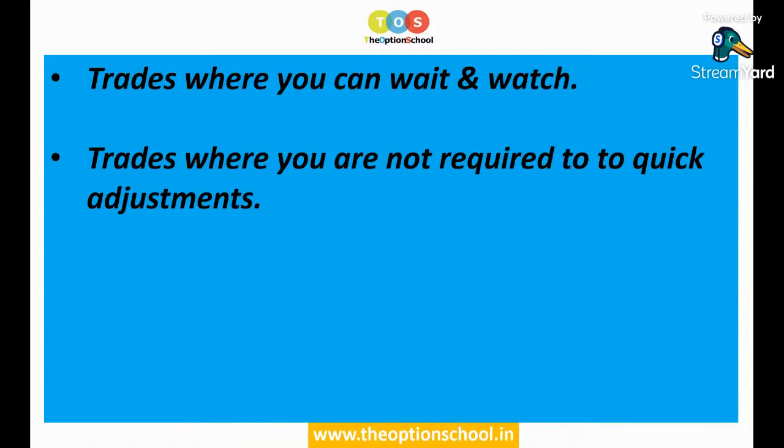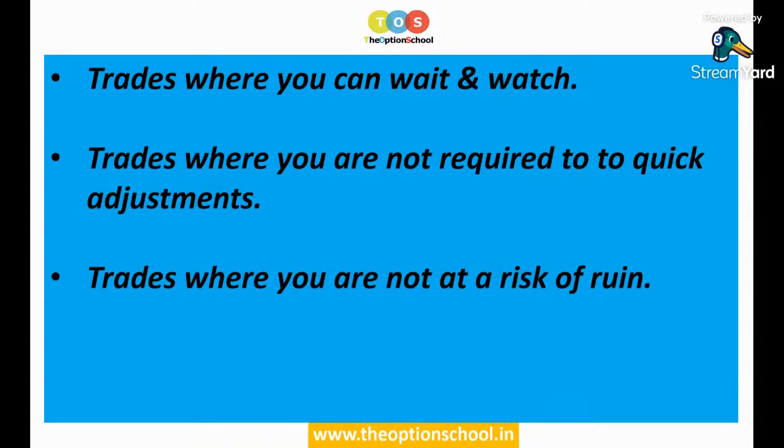Because if the market was at 16,300 the previous day, and today it is at 15,800, the next day it can again go to 16,300. So you have done an adjustment for the market going to 15,800 or lower levels, and the next day it goes to 16,200, and all those adjustments will go to waste. So adjustments in such markets are very difficult. Ultimately you have to create a trade where you can sit and you are not bothered about too many adjustments. Trades where you are not at risk of ruin.